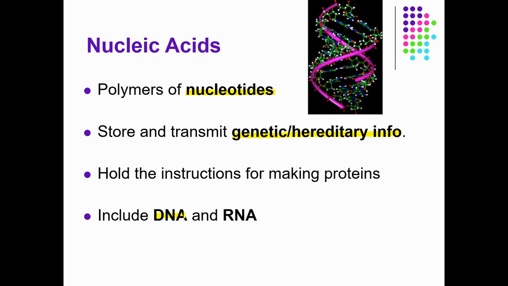And we have 2 main examples. We have DNA and RNA. Now these are pretty easy because the NA in both of those comes from this word right here. So this is deoxyribonucleic acid. This is ribonucleic acid.